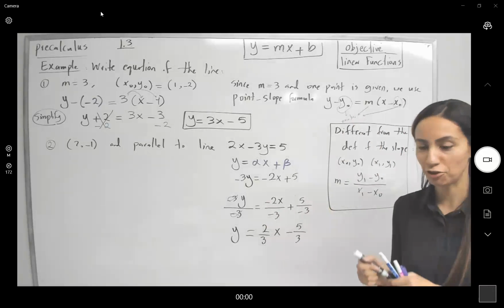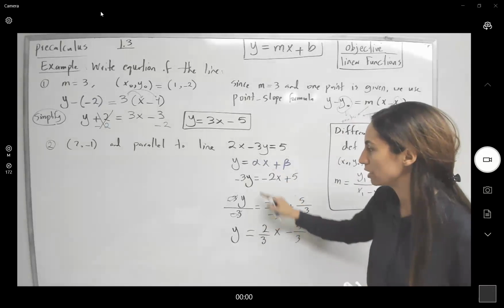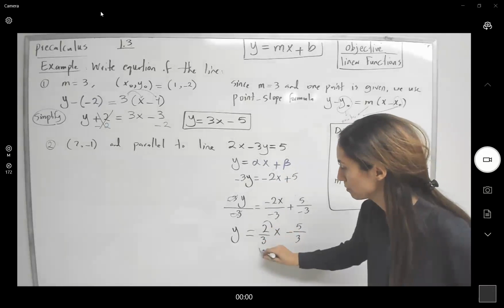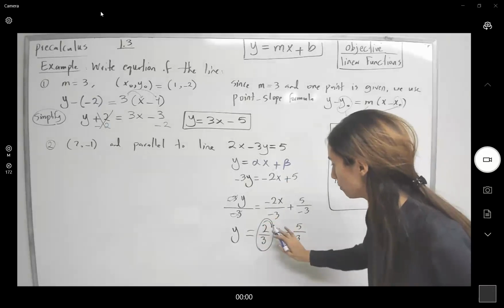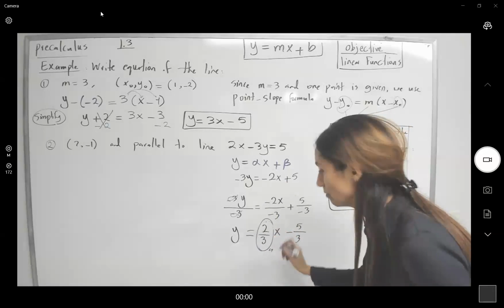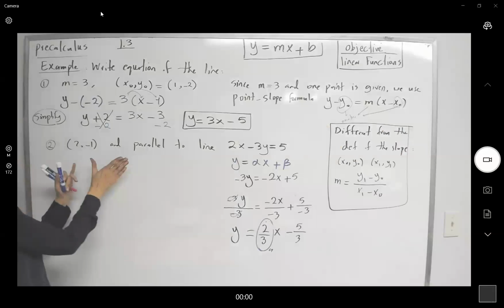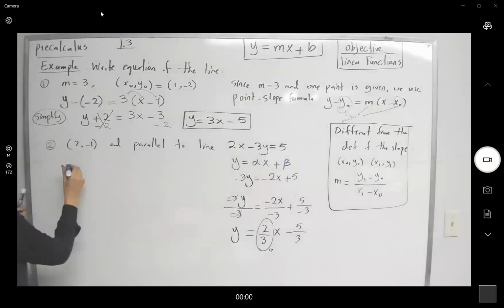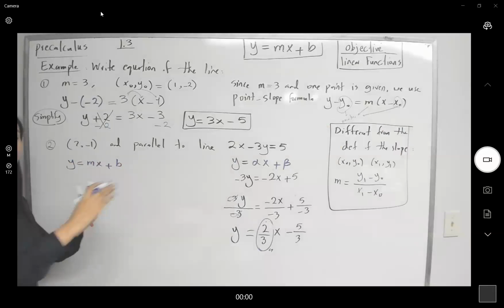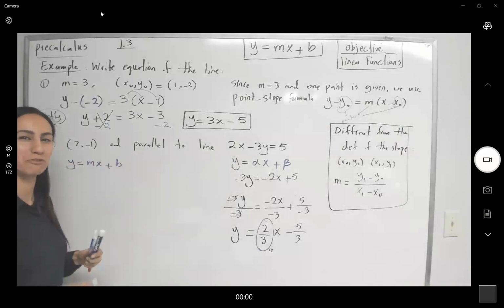So what is my alpha? My alpha, or the slope of the second line, is 2/3. This is my alpha, or slope of the second line. That's why you use alpha instead of m. So we're going to use m for this line. y is mx plus b.